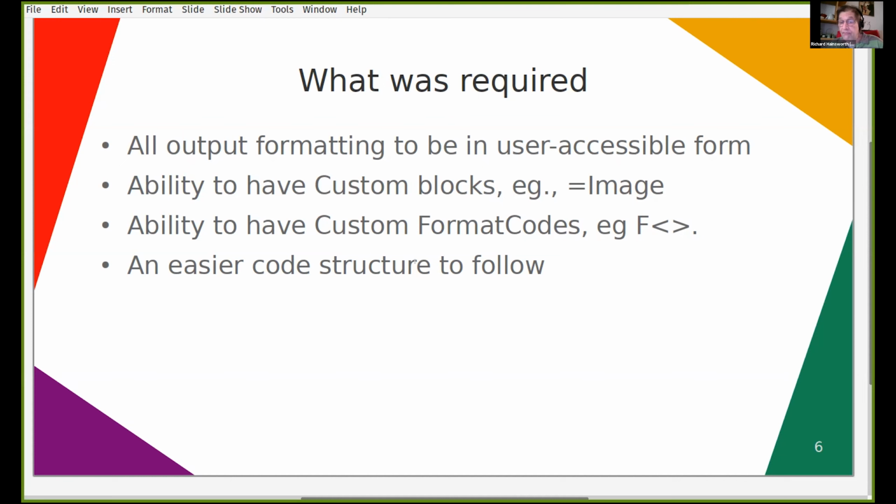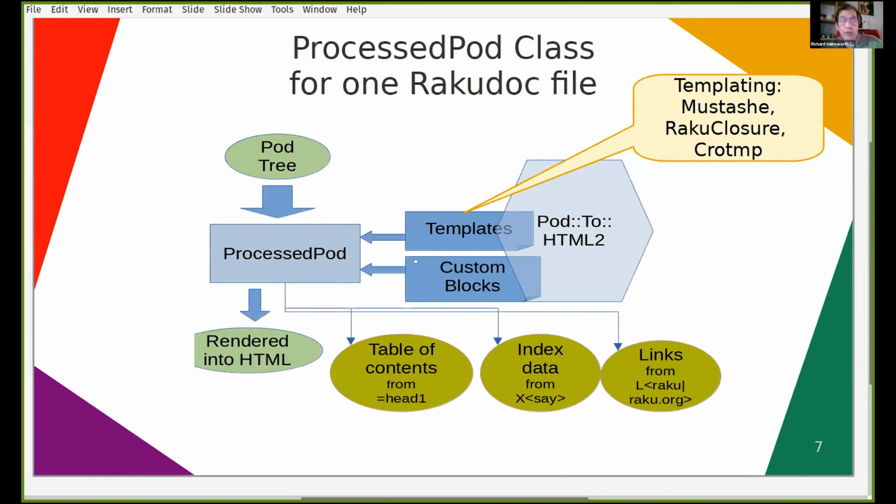Similarly, we would want to have custom format codes. So, for example, F is not used in the specification, but when I write my website, I would love to have icons from Font Awesome, and I would like to have them just appear in my code. And then an easier code structure to follow, because Pod2HTML is a bit of a tangled web.